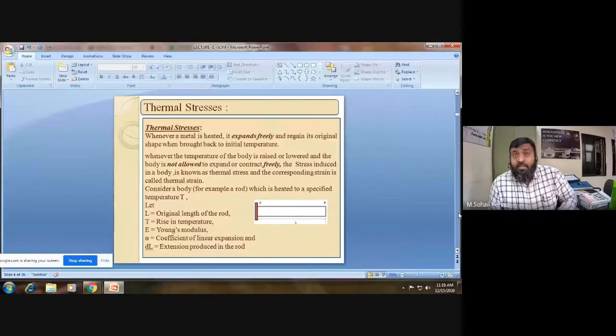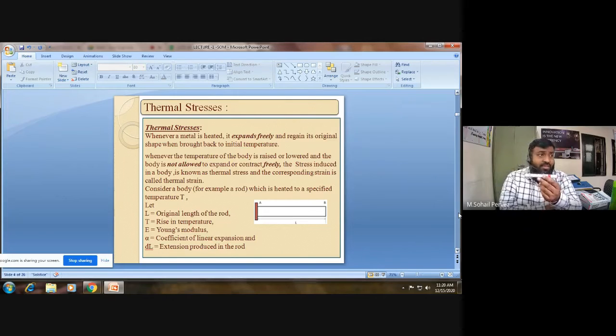So, when we see thermal stresses, just consider this simple case. This is a metal rod, a steel rod. I'm applying some heat at this end. What was our basic inference that we have drawn right from our childhood? Sir, whenever a metal is heated, it expands freely. Yes, that is true, most of the metals. So when I apply some heat for 10 minutes, 20 minutes, 30 minutes, whatever, it will expand to a little extent, 0.01 mm, 0.02 mm.